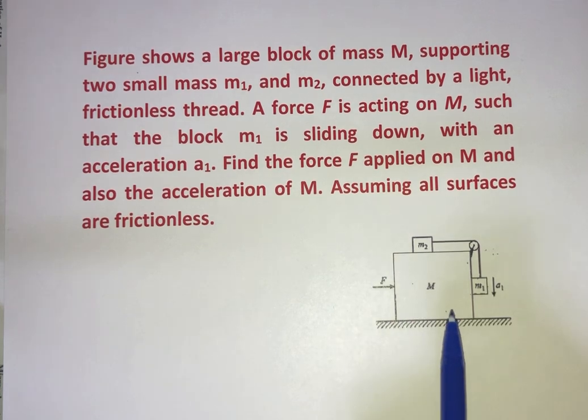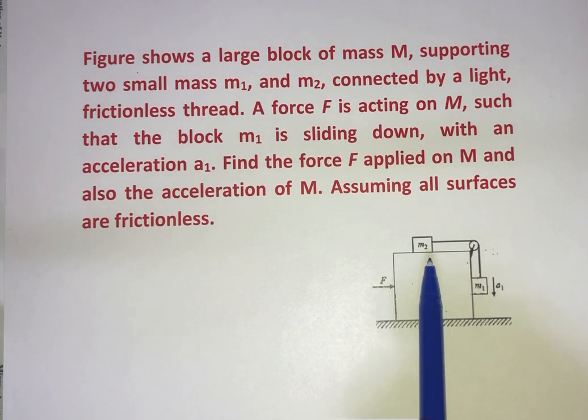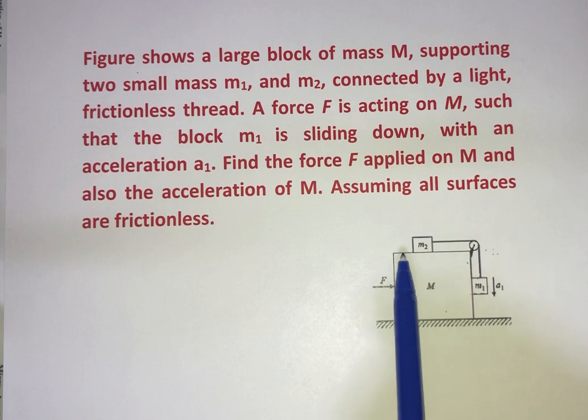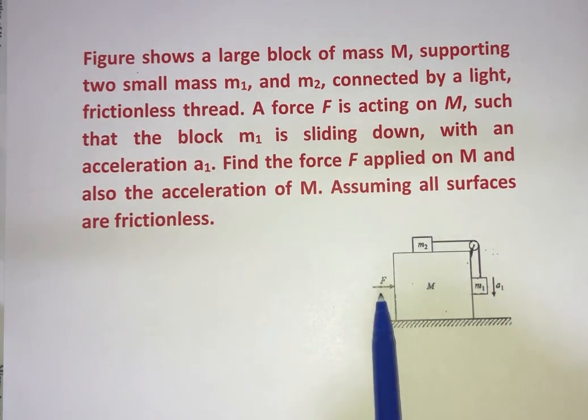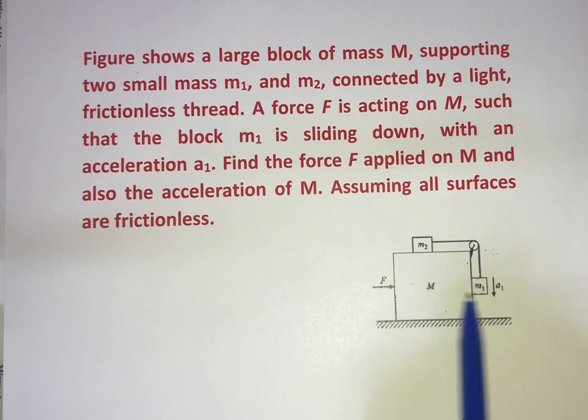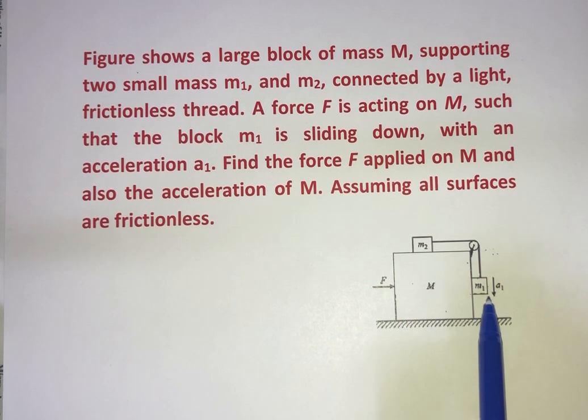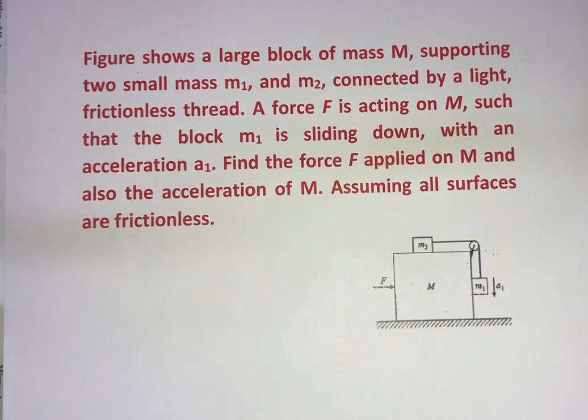This is a figure. So we have a big block of mass m and there are two small blocks m1 and m2. One is on the horizontal side, another one is on the vertical side, and force F is being applied to the mass m, and it is given that m1 is traveling with the acceleration of a1. Okay.